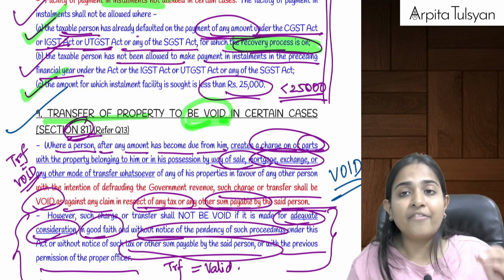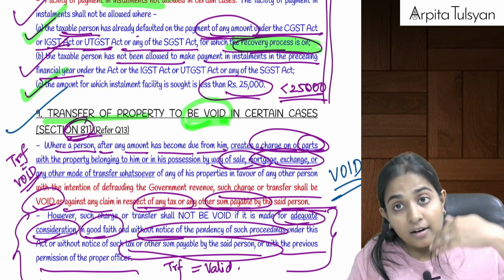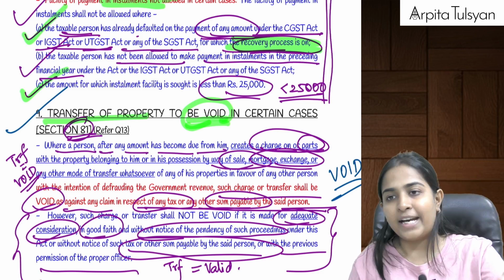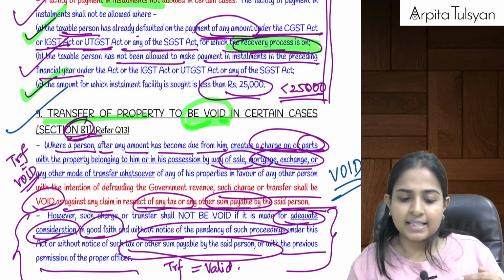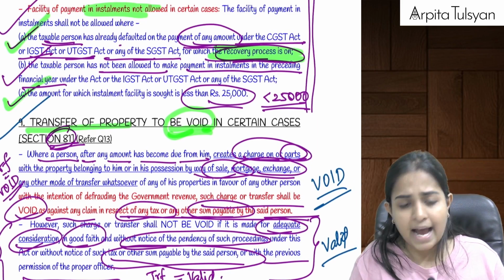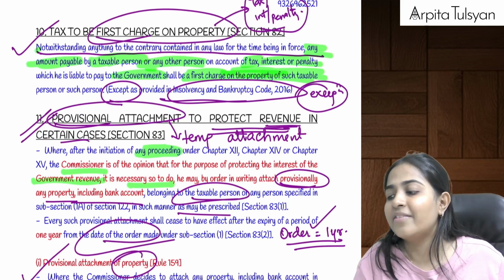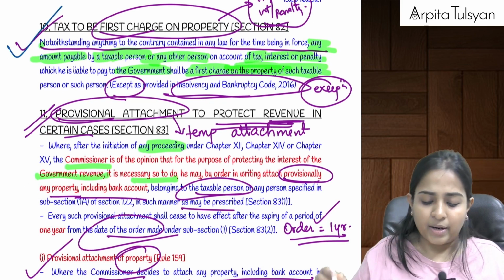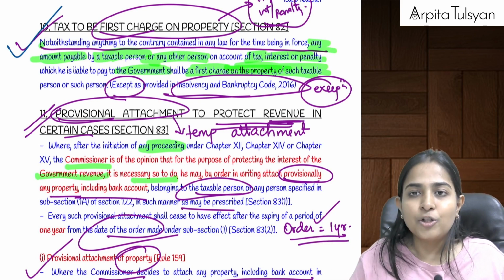But if I have transferred this property with good intention, for adequate consideration, I would have got some cash for selling the property, which I will use to pay my taxes. Then in such a case, the transfer of property will be totally considered valid. So intention will be checked, and upon that it will be decided whether your transfer of property is valid or void.